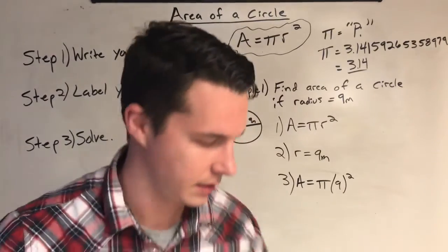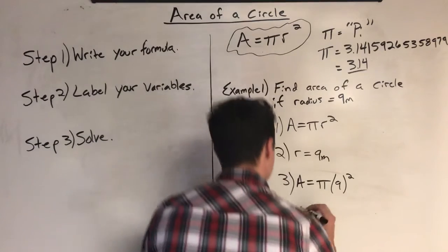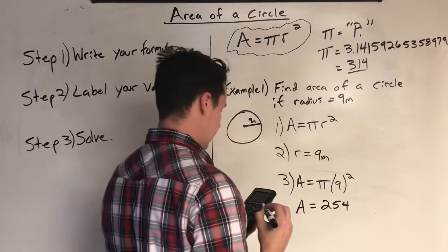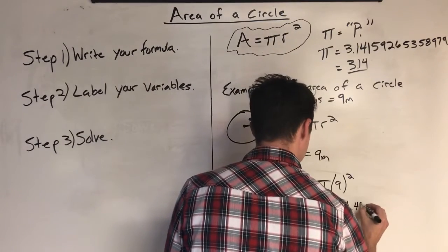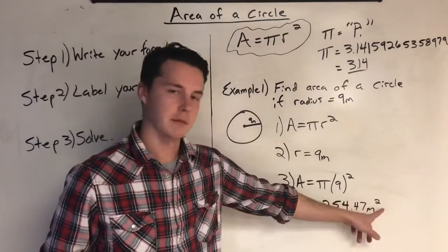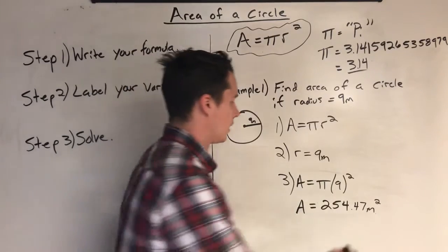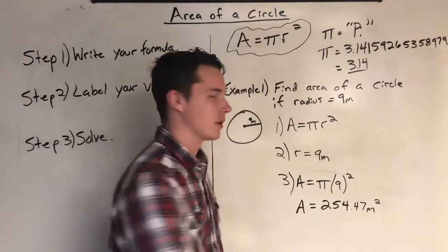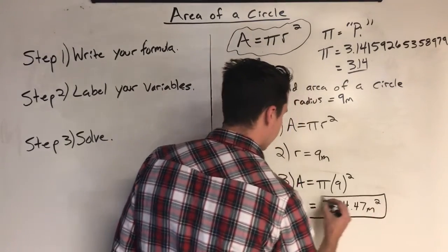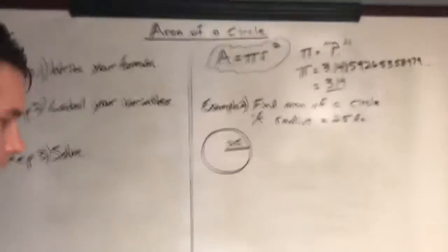When you type that in, pi times 9 squared, our area is equal to 254. I'm going to use two decimal places, it's 254.47 meters squared. Now you have to square the unit because you're analyzing a two-dimensional shape. That's how I always remember it: I put the square up here. If it was a three-dimensional shape, it'd be meters cubed. I don't want to overload, so we'll leave it at that. So our answer is 254.47 meters squared.